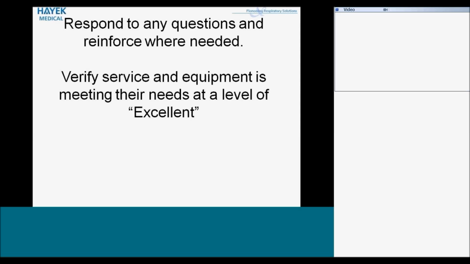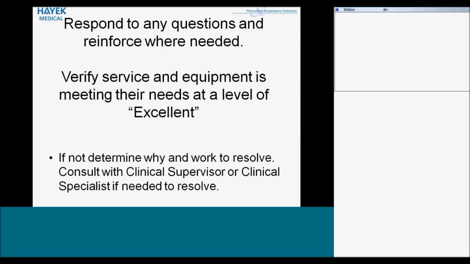Respond to any questions, reinforce where needed. You want to verify that the service equipment is meeting their needs at a level of excellence. We want the patient to have a really good experience. So follow up with them and make sure that we're covering all the bases for them, that they're not having problems with our home office, they're not having problems with the communication, and that you've provided a good service. If they're not experiencing things on that level, determine why and work to resolve it. If you can't resolve it, work with the clinical specialist for the region, or someone else at the home office, who can help you to get the patient's issues resolved.